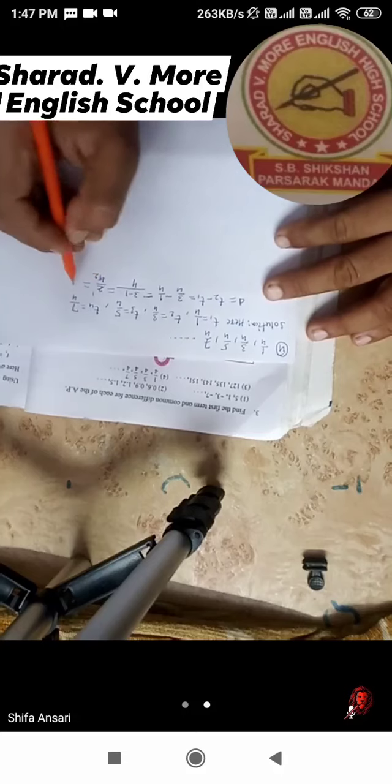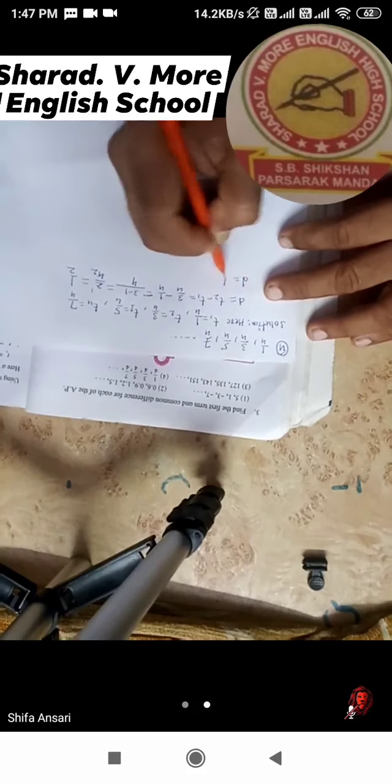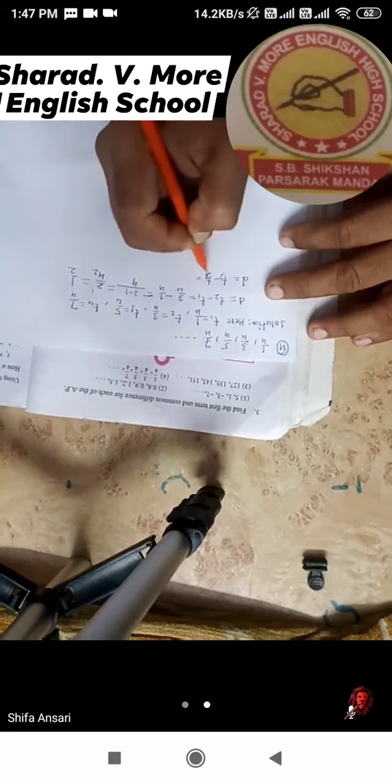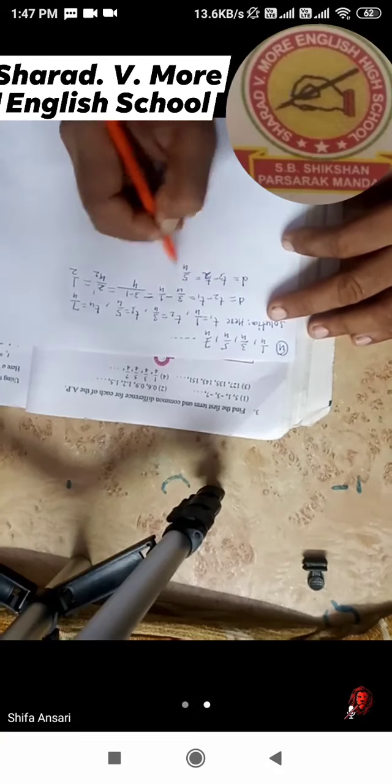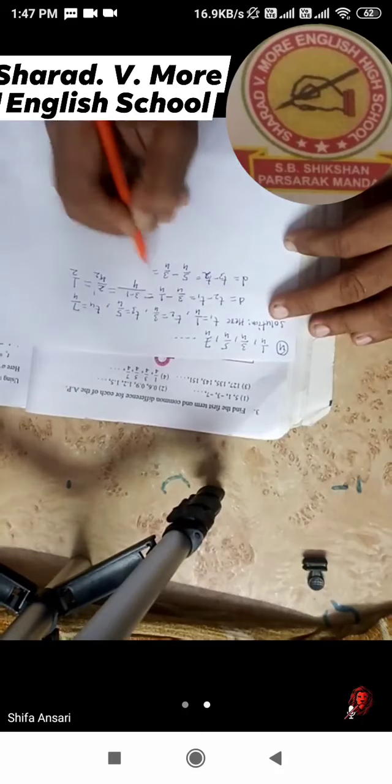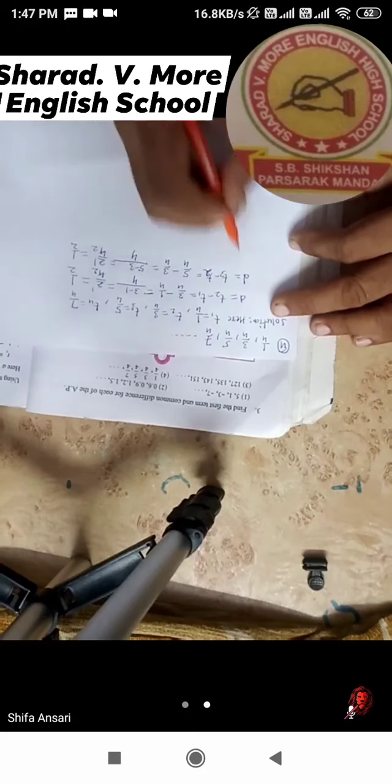T2 minus T1. T2 is equal to 3 upon 4 minus T1 is equal to 1 upon 4. Now 4 is common here. Take the 4 common. So 3 minus 1 is equal to 2. 2 upon 4. Now 2 1s are 2, 2 2s are 4. So 1 upon 2. Next T3 minus T2. T3 is 5 upon 4 minus T2 is equal to 3 upon 4. Now 4 is common here. 5 minus 3 is equal to 2. 2 upon 4. Now again 2 1s are 2, 2 2s are 4. This is equal to 1 upon 2.